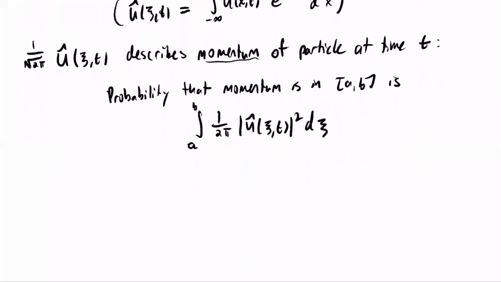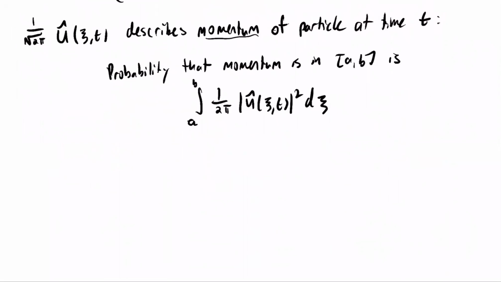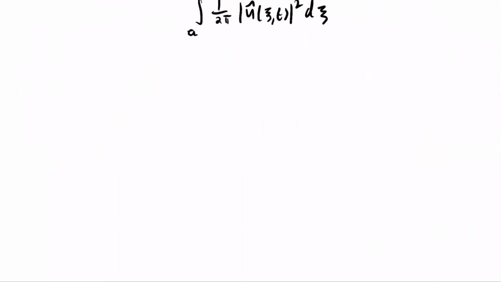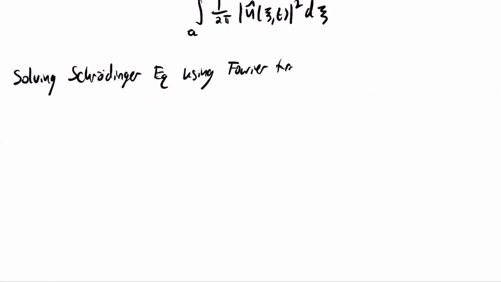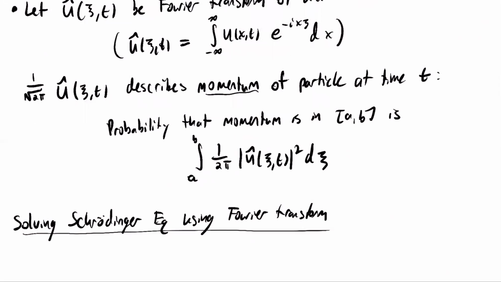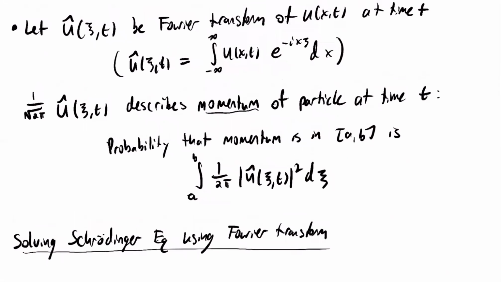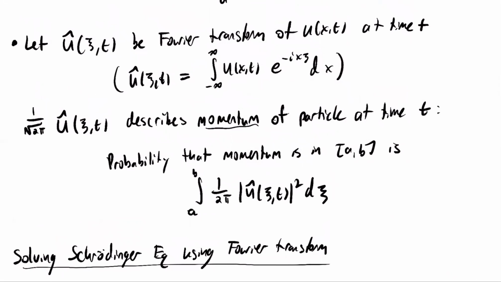Okay, and so now we want to move on and talk about how you are going to solve this equation. So we want to talk about solutions: solving the Schrodinger equation using the Fourier transform. We already saw from the physical perspective that the Fourier transform is relevant for the theory of the solution, because if you have the solution and you transform it, you get something that gives you information about momentum.